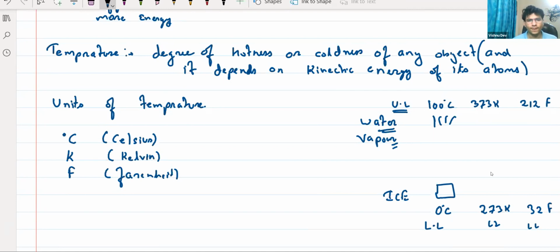It is easy to remember. Please make sure that you make your notes. Aditya, make your notes. Everyone should make your notes. Very good, Aditya.